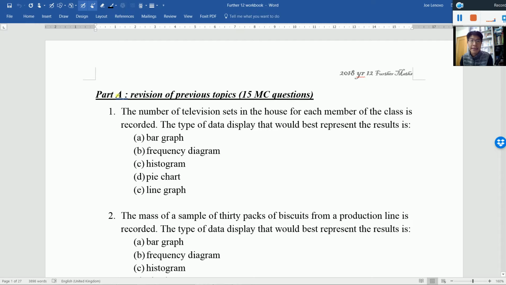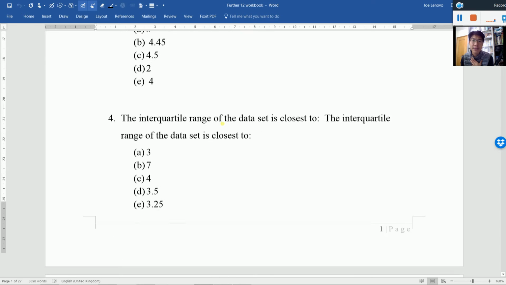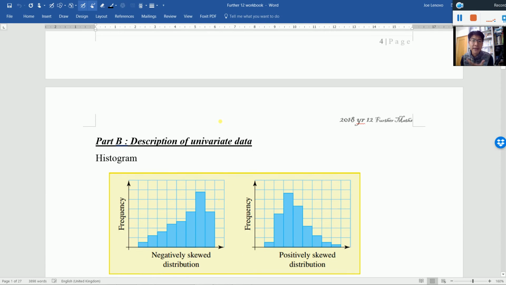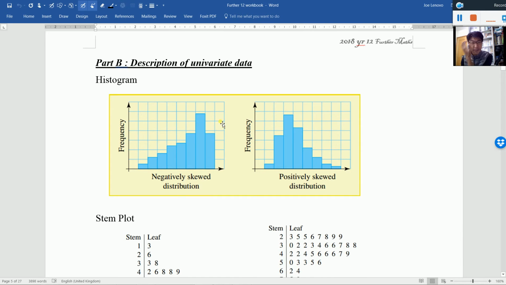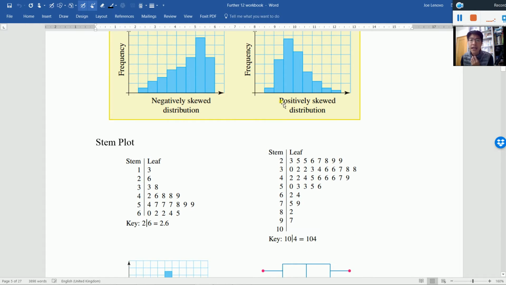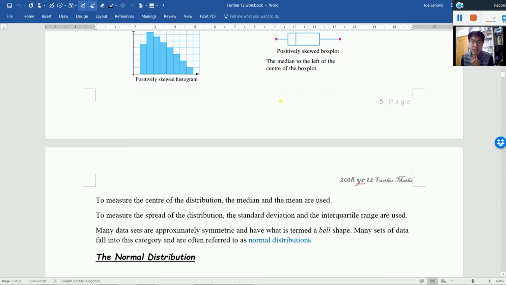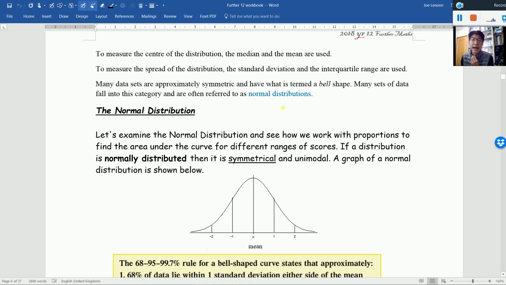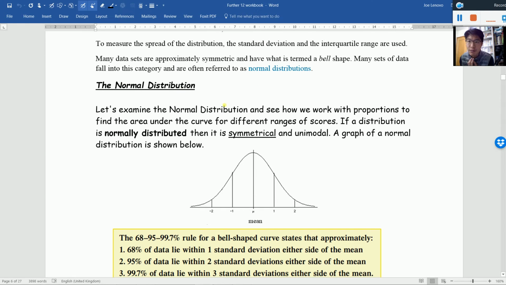And the workbook has lots of different parts. Part A, you've got 15 multiple choice questions. These cover the majority of the concepts we've been looking at in the last 2 weeks, so it should be fine. Part B is descriptions of univariate data, some negatively and positively skewed, symmetrical. You are able to do part B now because we've done the normal distributions.